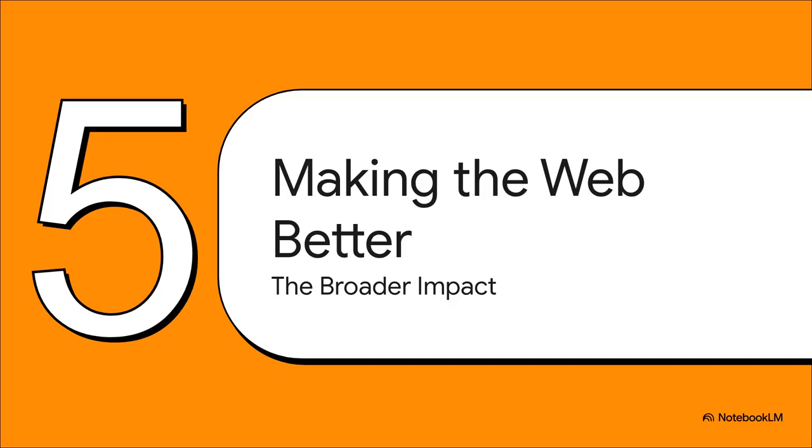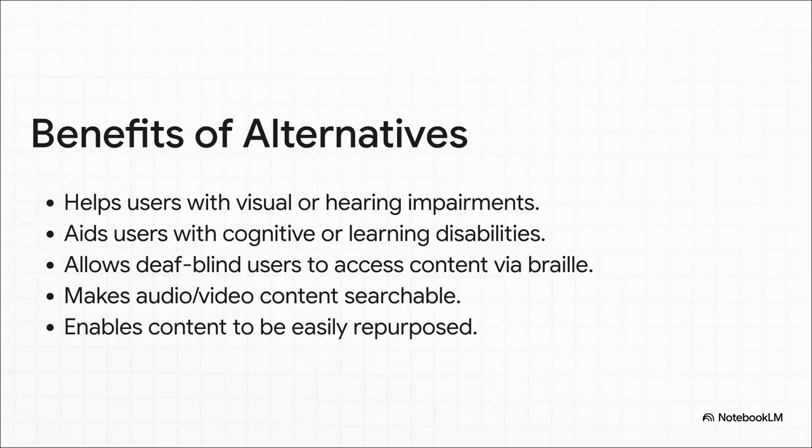So we've gone through the rules, the techniques, the things to avoid, but let's zoom out for a minute. Why are we really doing this? I promise you, this isn't just about ticking a box on some compliance checklist. It's about making the web fundamentally better for everyone. The ripple effect here is just massive. I mean, obviously it opens up your world to people with visual or hearing impairments. It can also be a huge help for people with cognitive or learning disabilities.